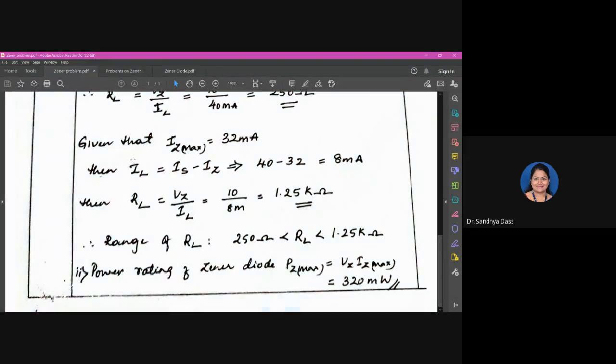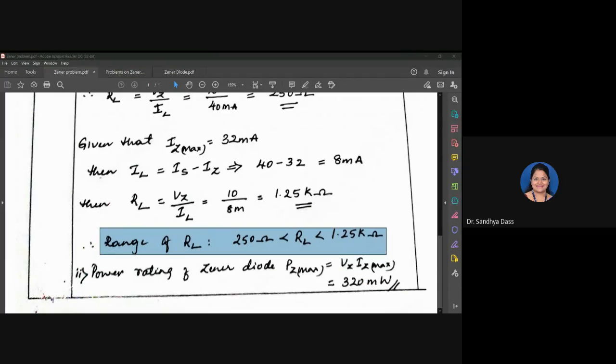IL is equal to IS minus IZ, 40 minus 32, that will come to 8 milliamps. So RL, for the higher range of RL, is VZ by IL. VZ is 10, which will be fixed. IL you have just now calculated as 8 milliamps. So that will come to 1.25 kilo ohms. So your RL range will be between 250 ohms to 1.25 kilo ohms.